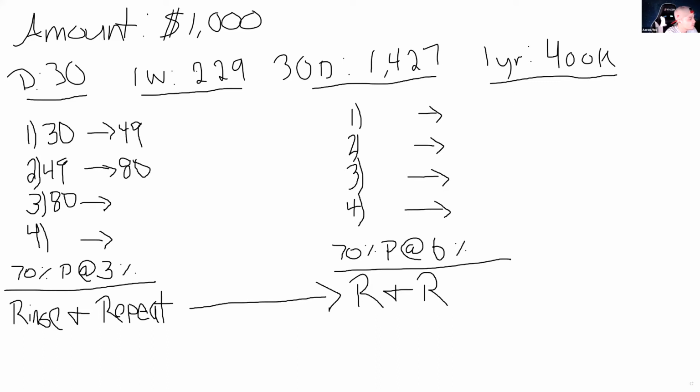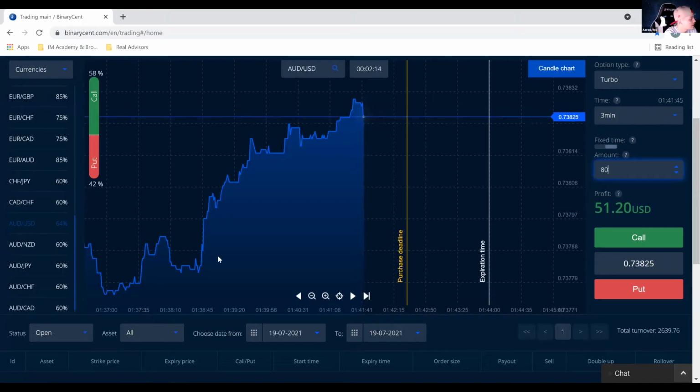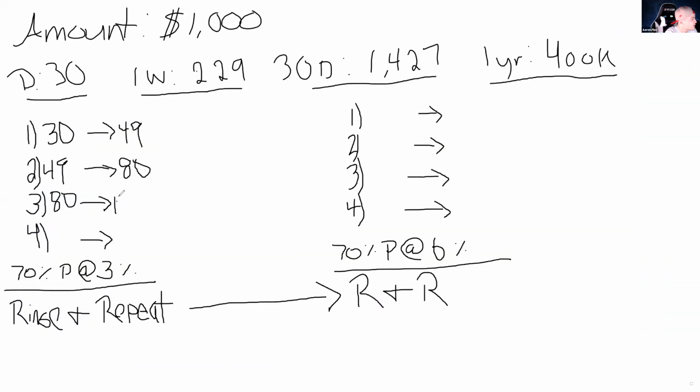And then we just go back to our broker account and we just simply repeat the same steps. And then 80 plus 51 equals 131. So your third trade, or your third winning trade, becomes 131, okay?